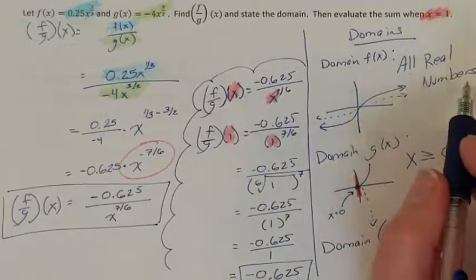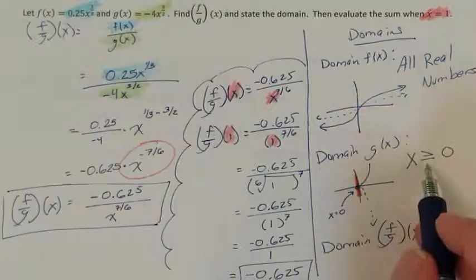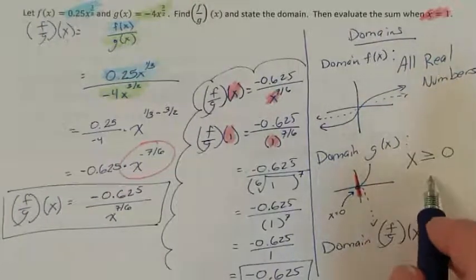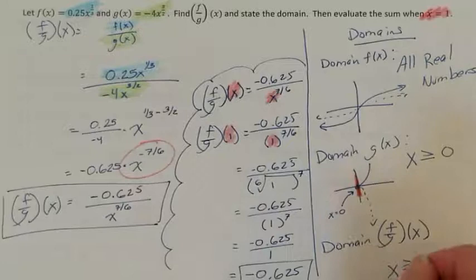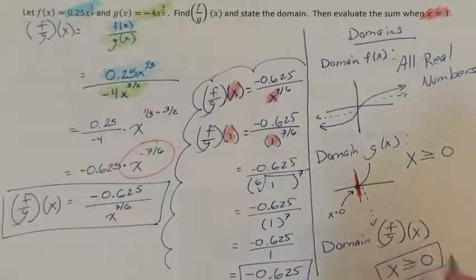F says use everybody. G says to only use x is greater than or equal to 0. So what do they have in common? X is greater than or equal to 0 is what they have in common. So that's the domain of our new function.